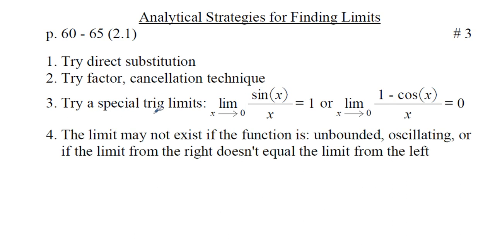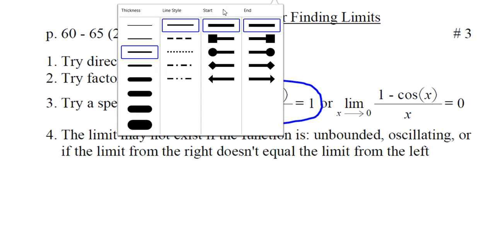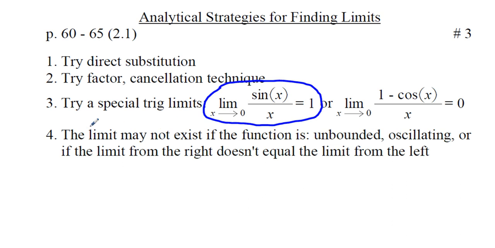Third, try special trig limits, and we have 2 specifics. This first one here, sine x over x, is really more common than this cosine one. I'm going to get a skinnier pen here. And then the fourth one, the limit may not exist. The function is unbounded, oscillating, or the limit from the right does not equal the limit from the left.